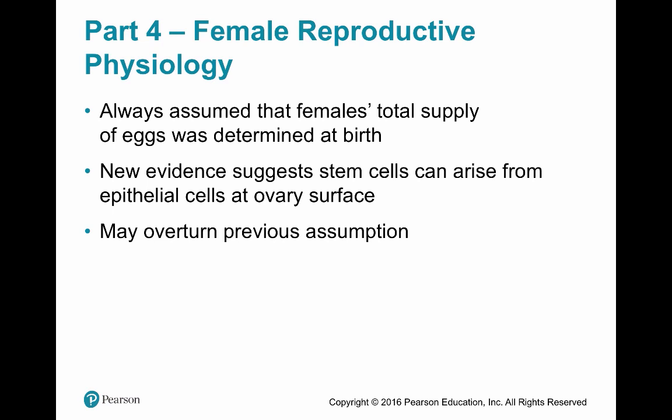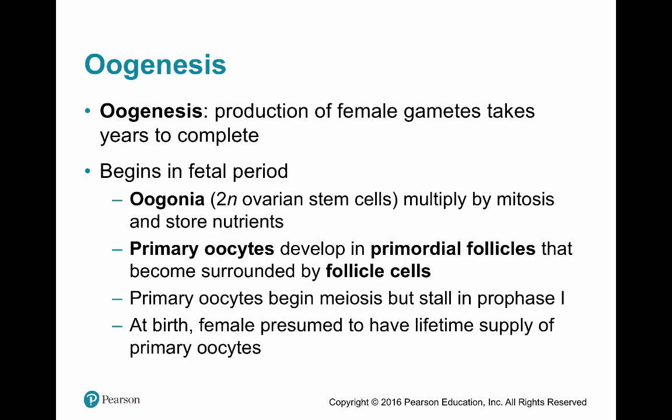Now, it's always been assumed that a female's total supply of eggs was determined at birth. And just to let you know, there is some new evidence that suggests stem cells can arise from epithelial cells on the ovary surface. So this may in the long term overturn previous assumptions. Now, the whole point of female physiology is what's known as oogenesis. This is the production of female gametes that takes years to complete. So this is basically the counterpart to spermatogenesis, but this is female.